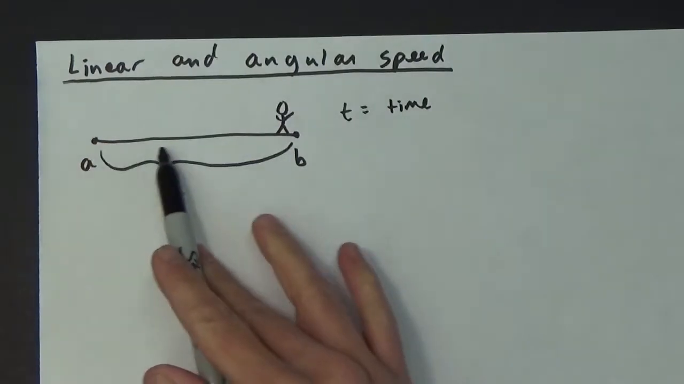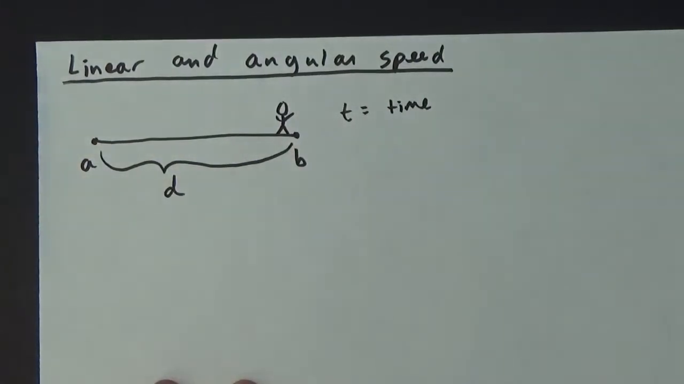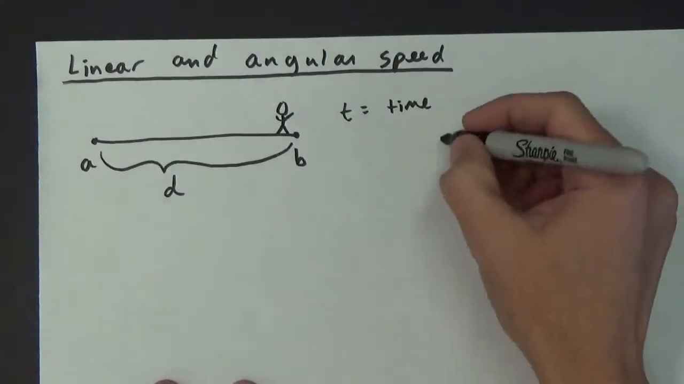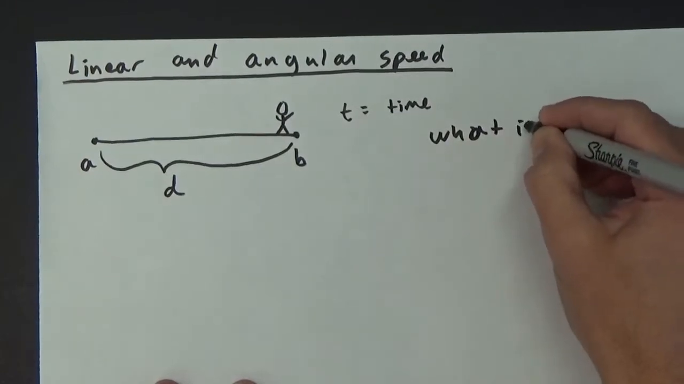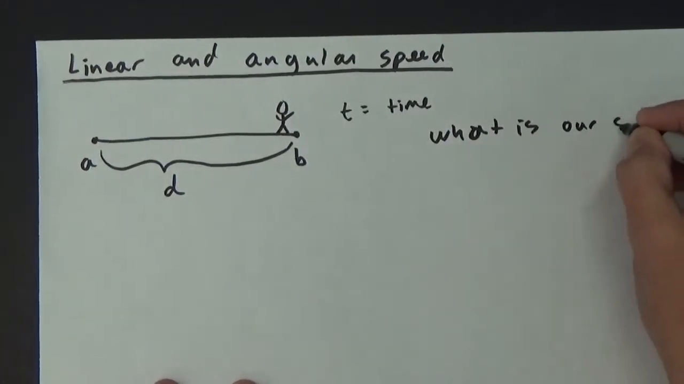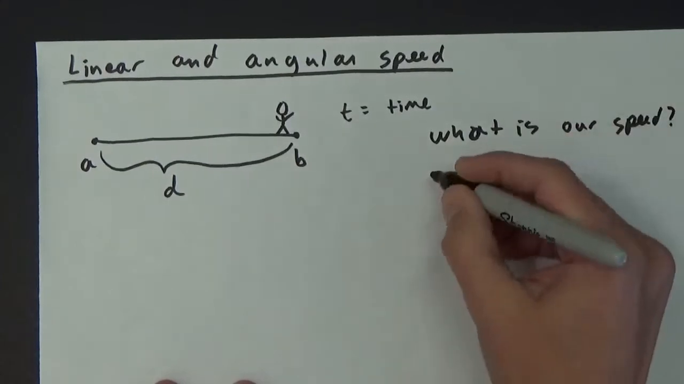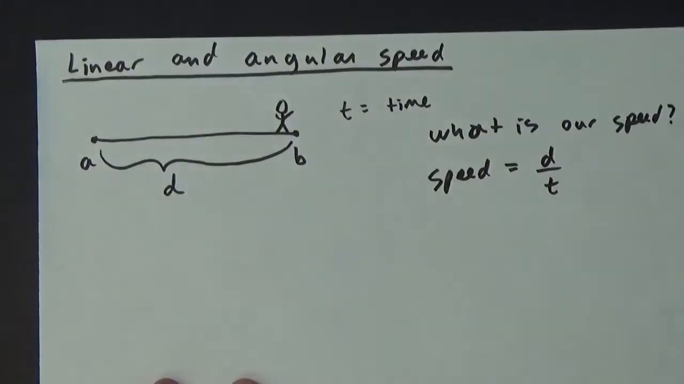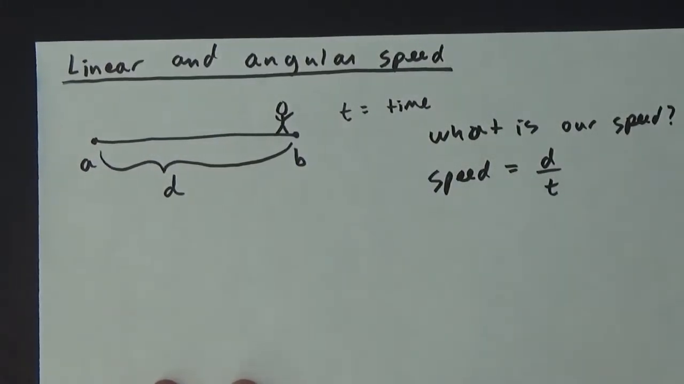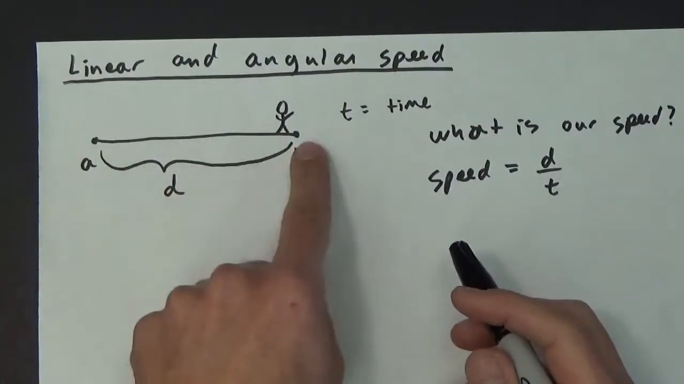So if we traveled D distance over T time, what was our speed? Well, speed, or velocity, is distance over time. Okay, so that makes sense. If you go a certain amount of feet in a certain amount of seconds, you'd have feet per second. And if you're driving a car, you go a certain amount of miles over a certain amount of hours, you have miles per hour, and so forth. Okay, now this is on a straight line.